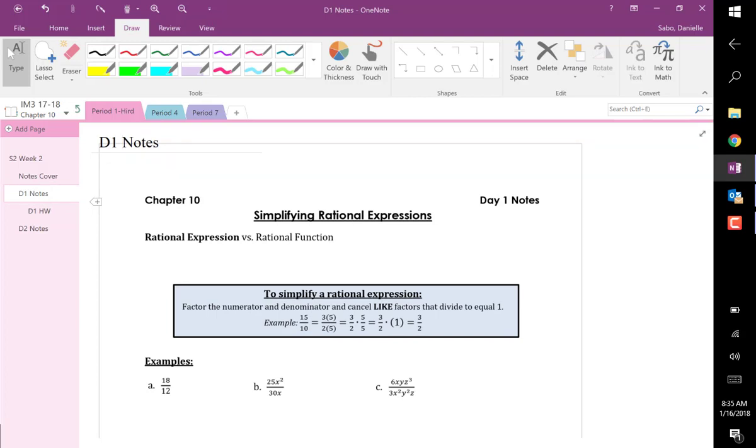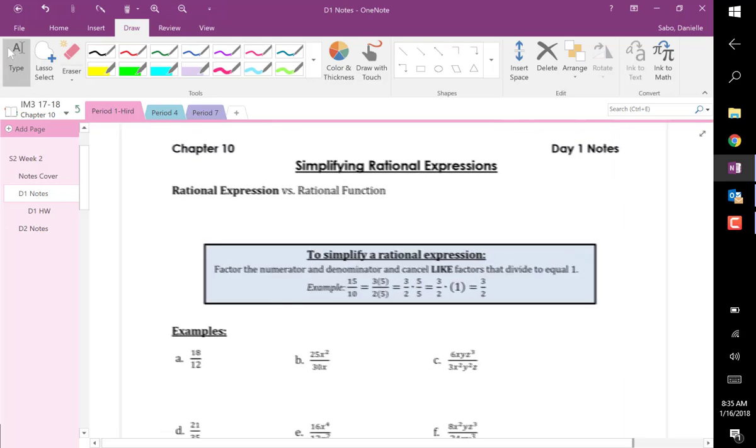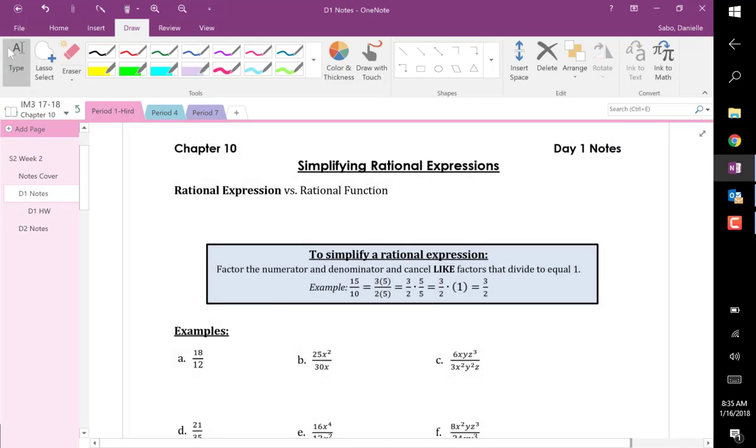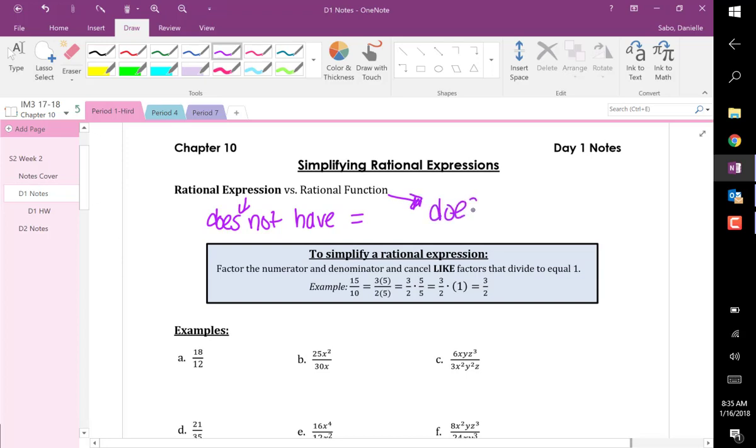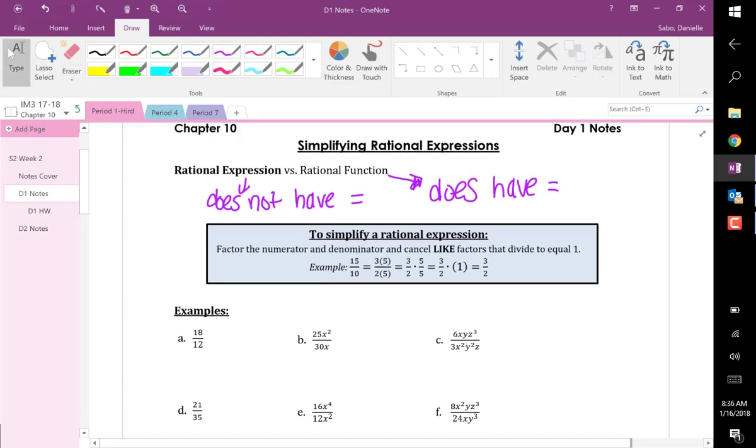Simplifying rational expressions. So last chapter in chapter 9, we did rational expressions. Rational expressions are just something that has a ratio. Like 1/2 is a ratio. That's what a rational expression is. A rational expression does not have an equal sign, whereas a function does have an equal sign. If you look at all the problems below, they do not have equal signs because they're expressions and not equations or functions. Okay?